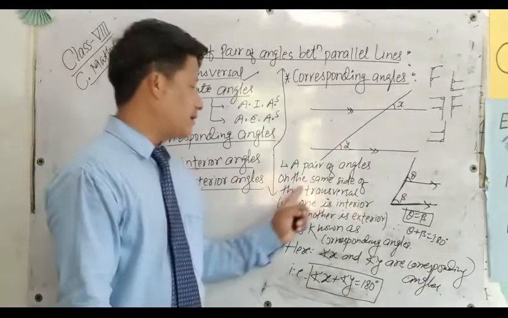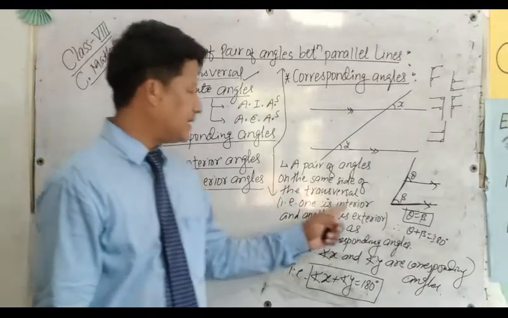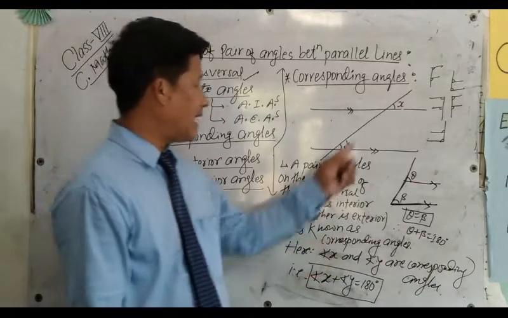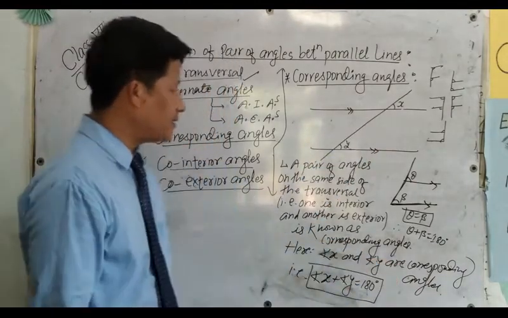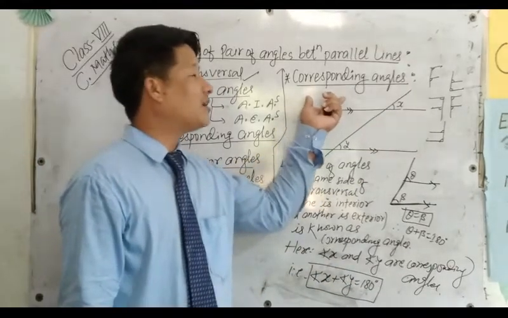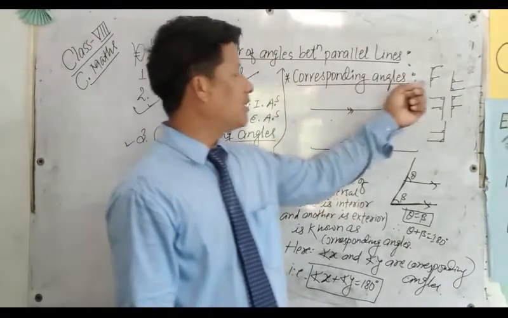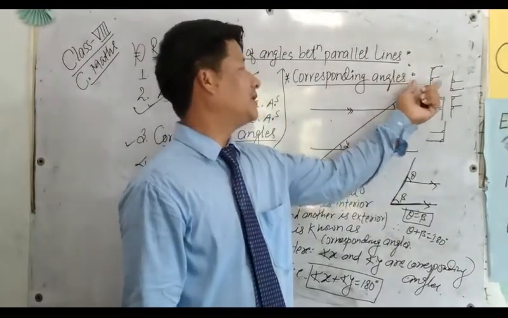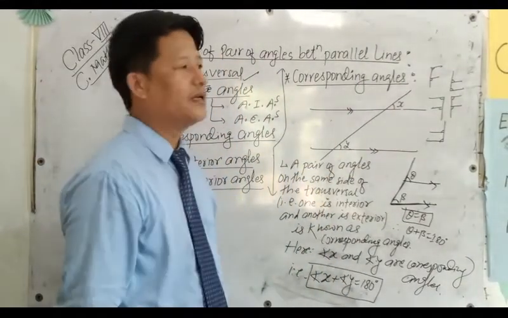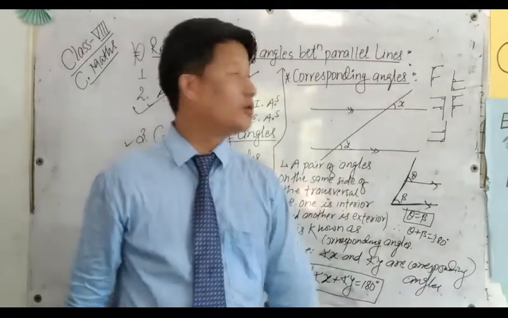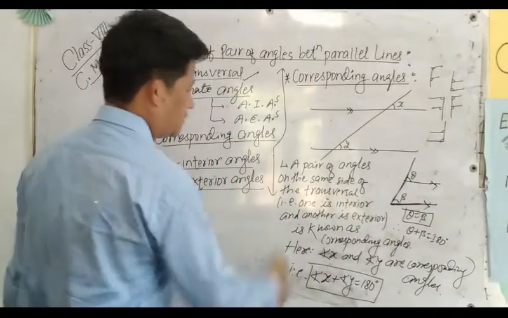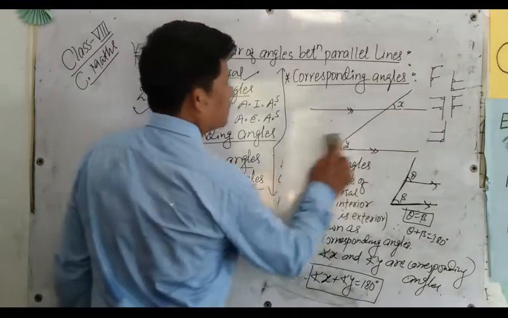Corresponding angles are a pair of angles on the same side of the transversal, where one is interior and another is exterior. So here angle X and angle Y are corresponding angles, so their sum must be equal to 180 degrees. It means the angles formed in the shape of F are known as corresponding angles. So I'm going to erase this. You can take a screenshot of this.